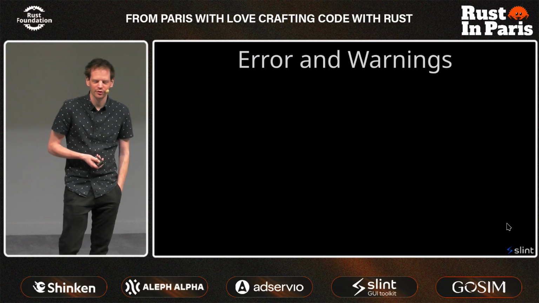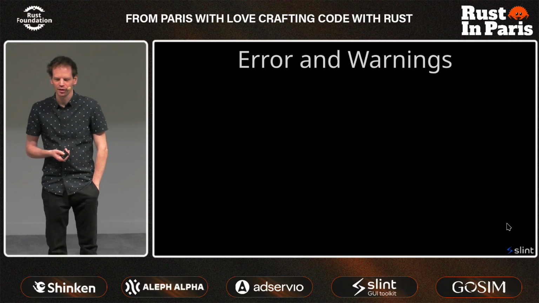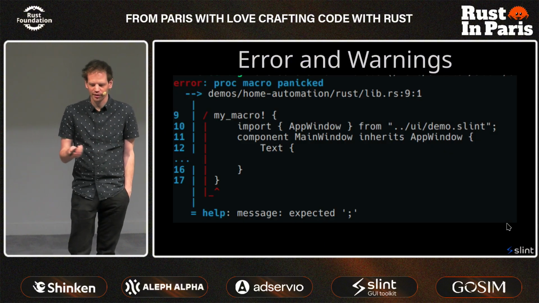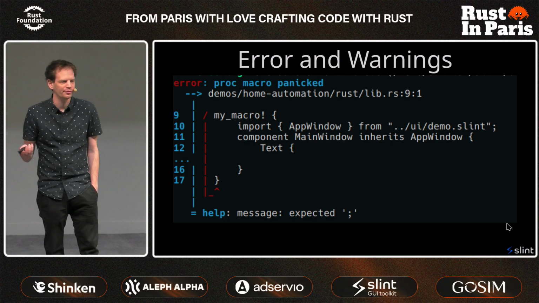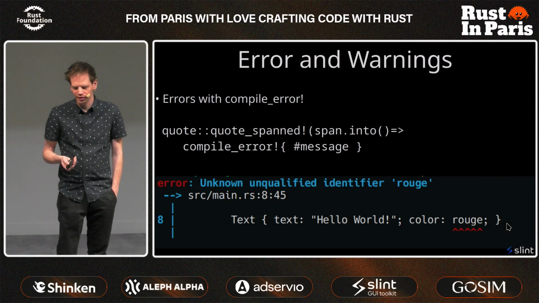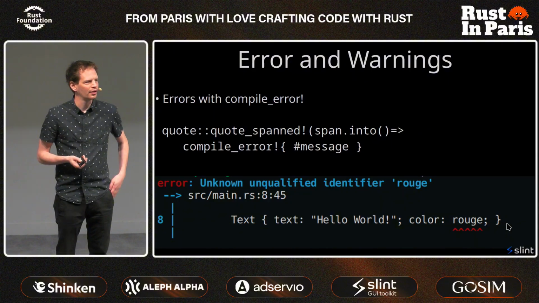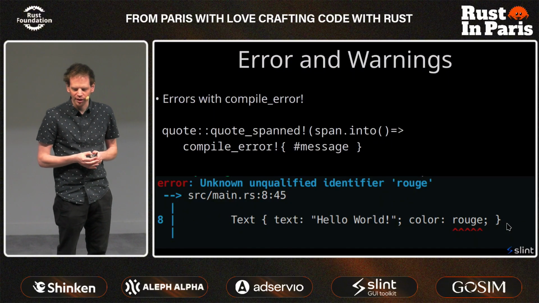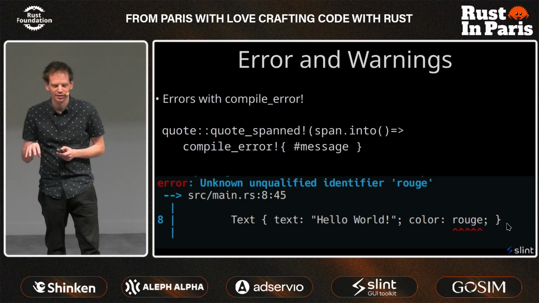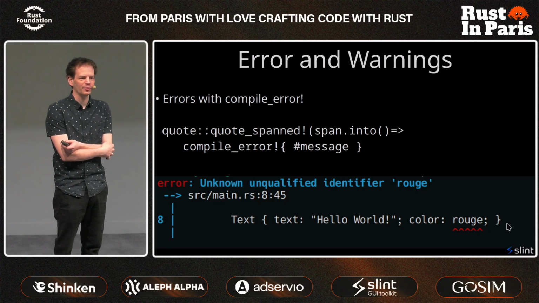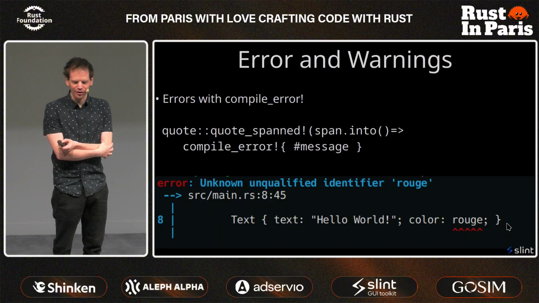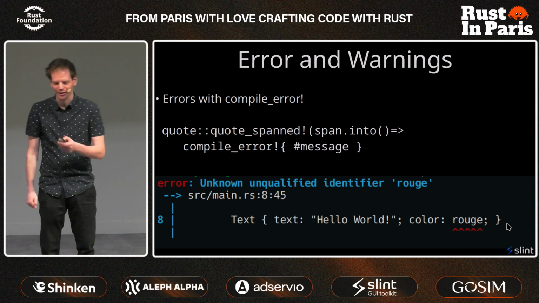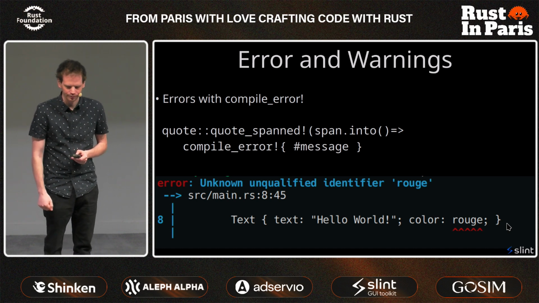A previous presentation also mentioned the problems of reporting errors. One way to report errors is to panic, but then you get a message that says your macro panicked. Here is the message, but it doesn't really tell you where. So there is a better way. Instead of panicking, you can generate code that says compile error, and you can also specify which span this text applies to. That means the compiler will generate an error at the right location, so you will have a nice error for the user to see where the problem is.